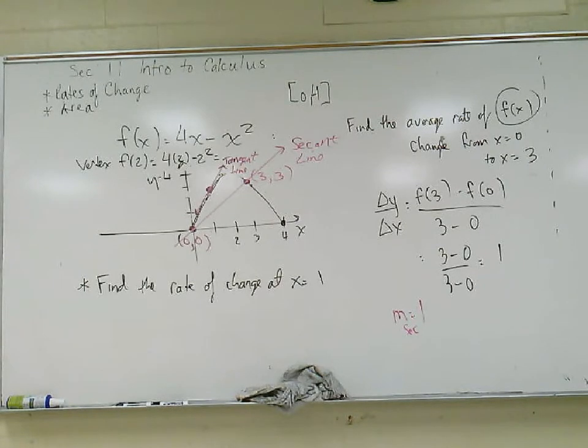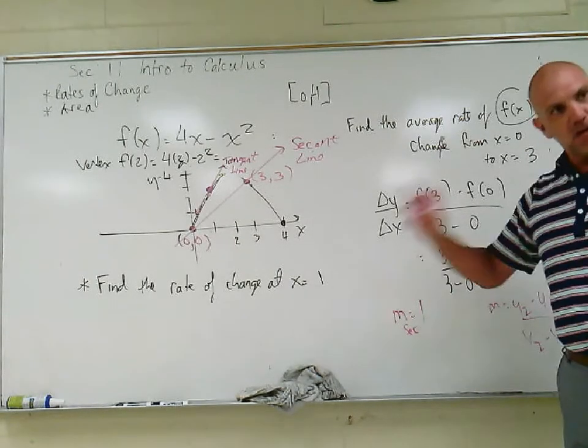And in order to find slope, you need what? How do you find slope? Slope is y2 minus y1 over x2 minus x1. What do you need to find slope? 2 points. You need 2 points to find slope. What's the problem with the question I've asked? I only gave you 1 point.